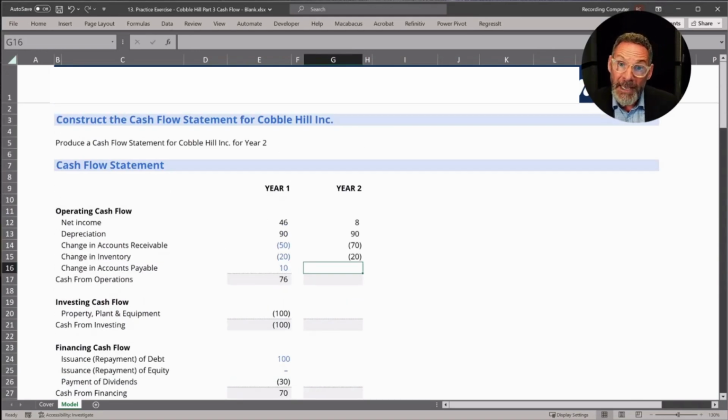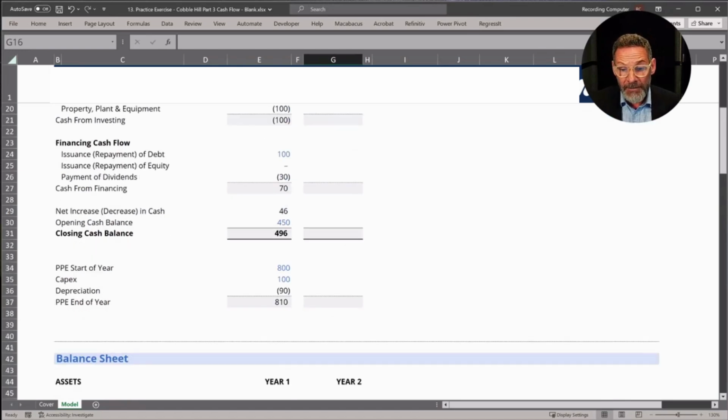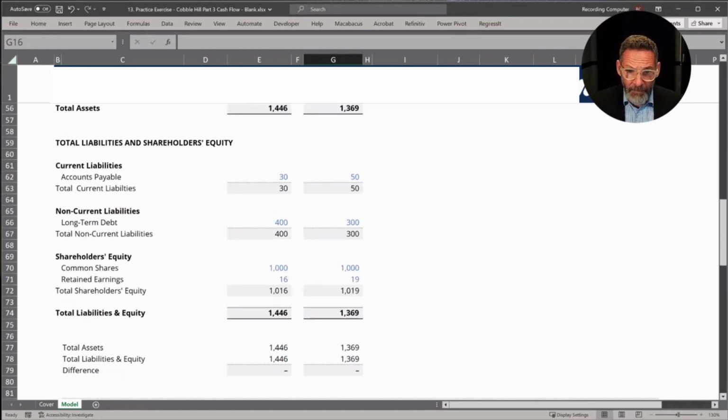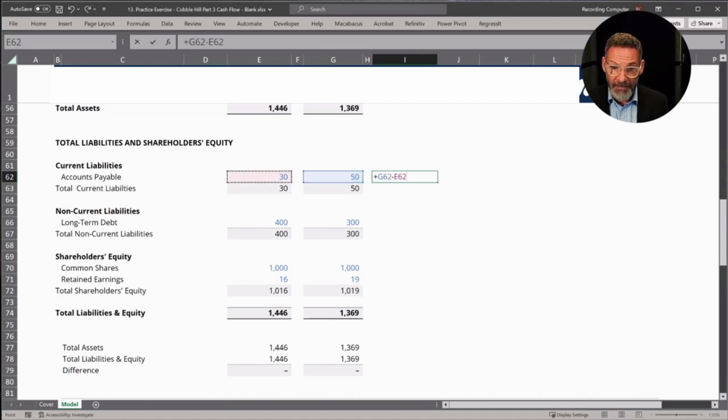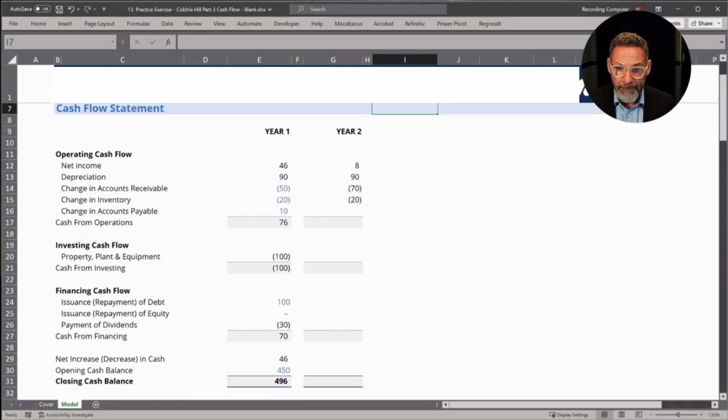Now we need to go to accounts payable. Now, when we look at our accounts payable, you're going to see that it's increased. Now, the good news here from a cash perspective is that that's cash that we owe that we still haven't paid. So that's cash that is still with us. So the way we make sure we have the right sign is always take the current year minus the previous year. It needs to be a positive number if accounts payable has gone up. So we know that's a positive 20. I'm going to capture positive 20.